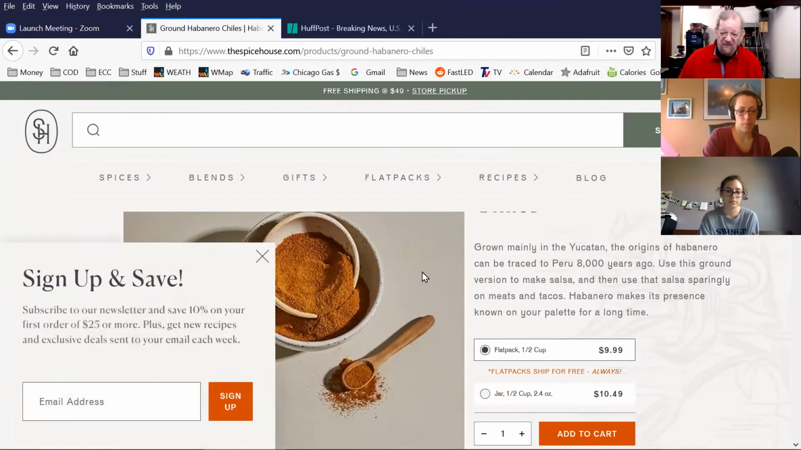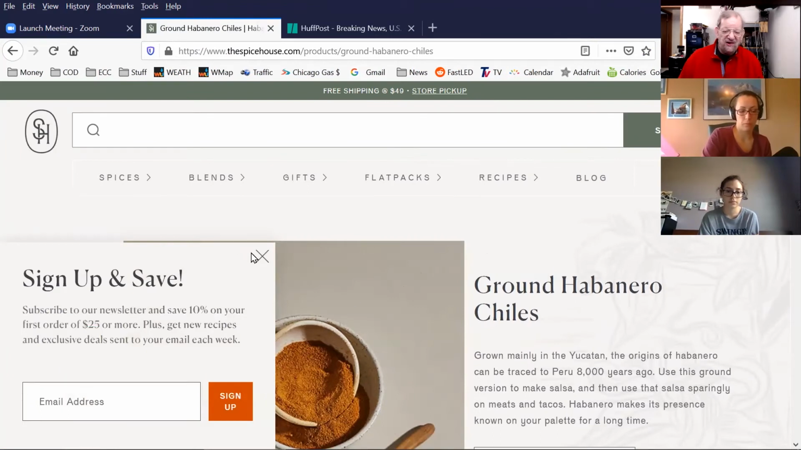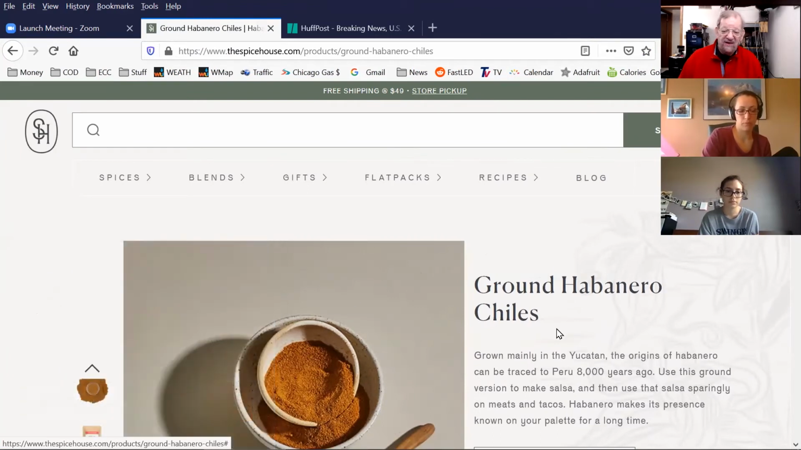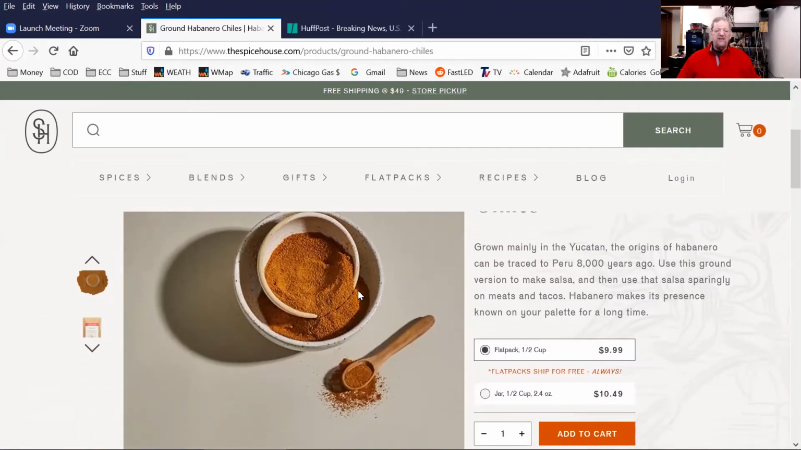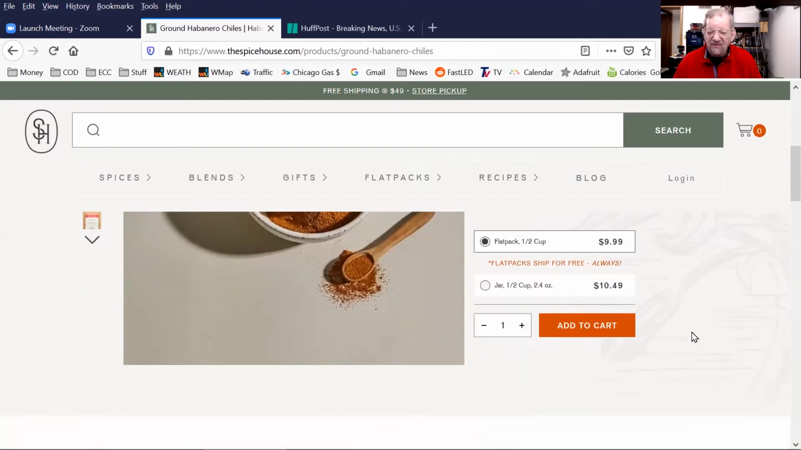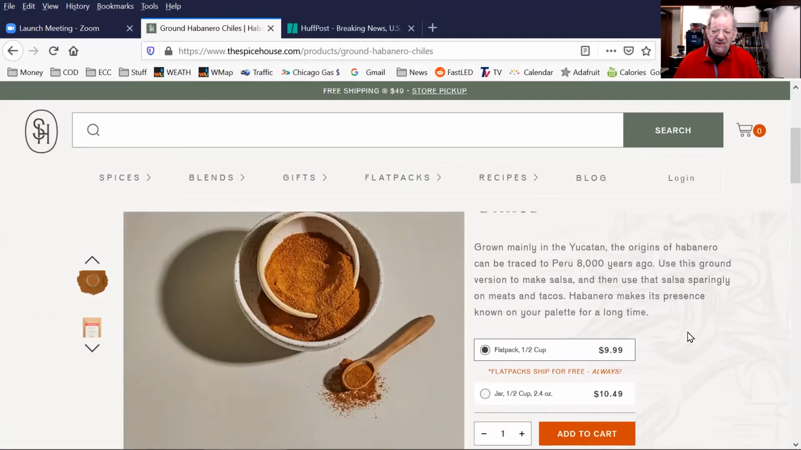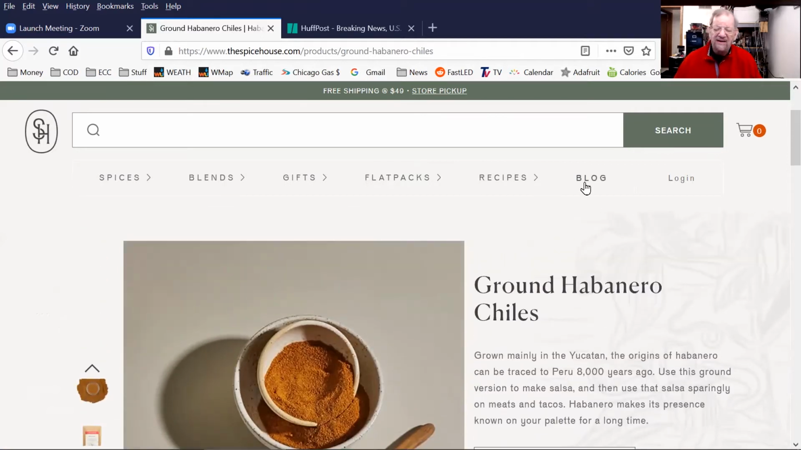Now, a number of years ago, they just started selling this ground habanero chilies. That doesn't look that dangerous. And they sell it both in a bag and a shaker bottle, or a half cup. They don't even sell it in the bottle anymore, but they used to. And so I bought a bottle.